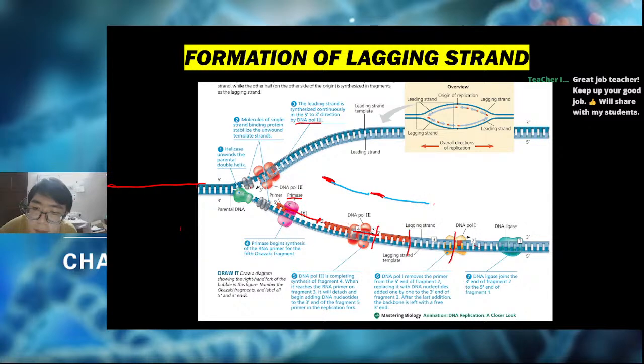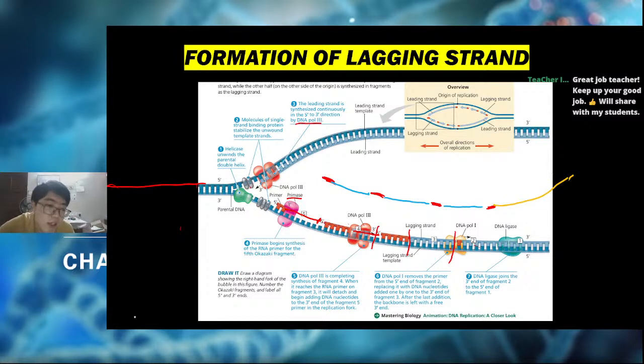This is the RNA primer. The one here is the same. It adds, then it stops. And then here there is another RNA primer. But then this is the leading strand. This is the leading strand.